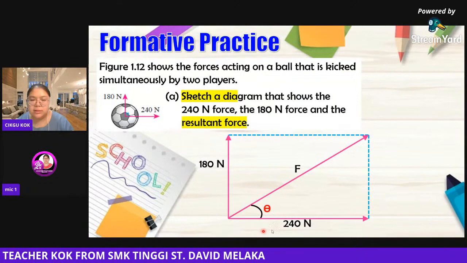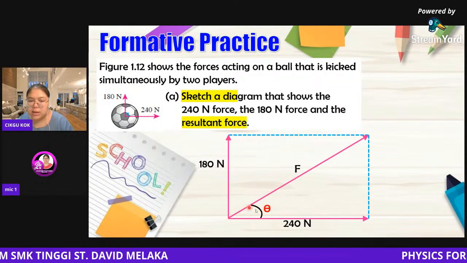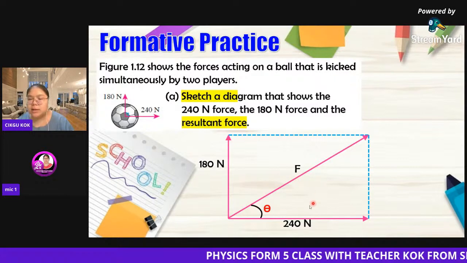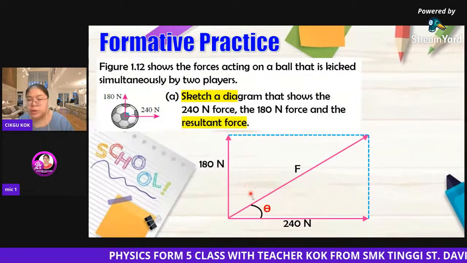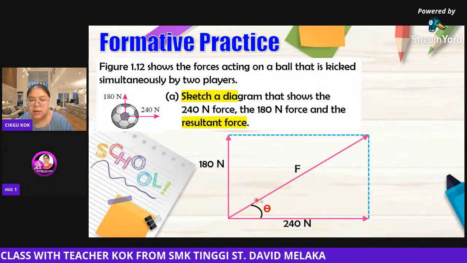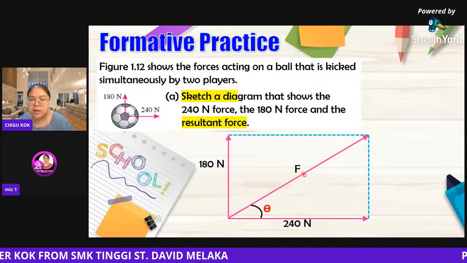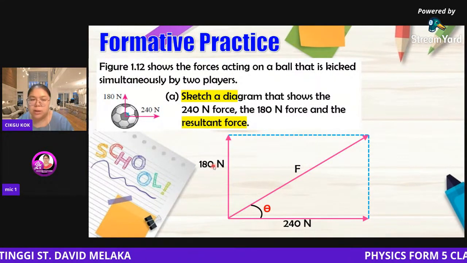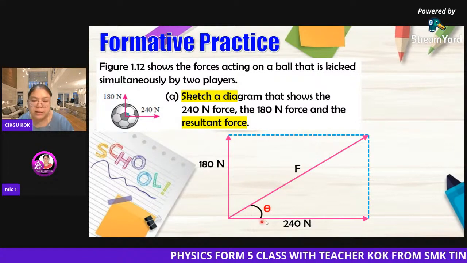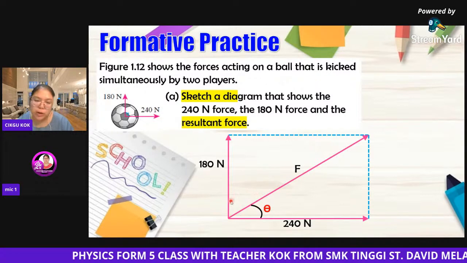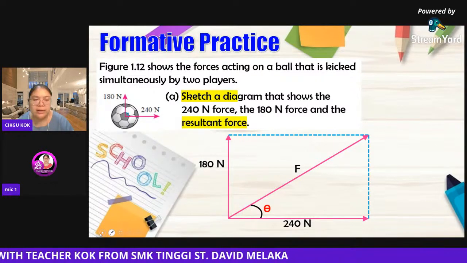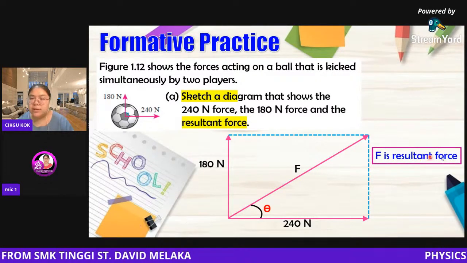Now this one is an angle, between the 240 Newton and the resultant force. Some students ask, must this be the angle? You can go to this part also. Depending on you, you can find this angle, then say what your resultant force is. Between the 180 Newton and the resultant force is also fine. I never said the angle must be here. You can go to the other side also. After I sketch, F is the resultant force.